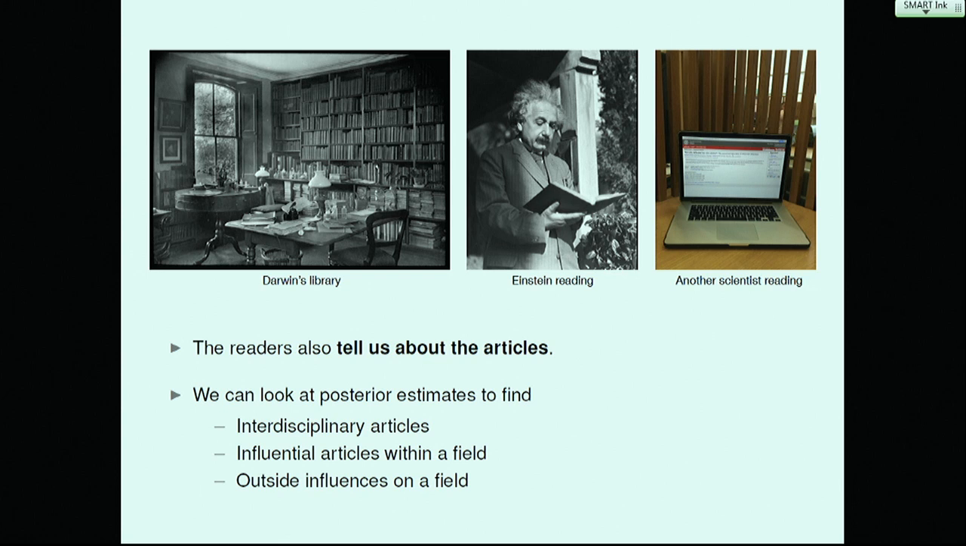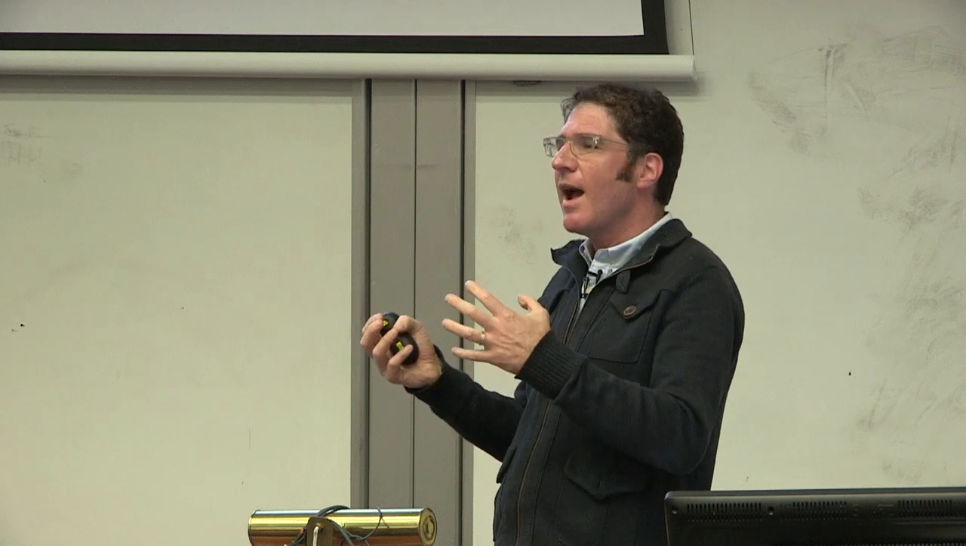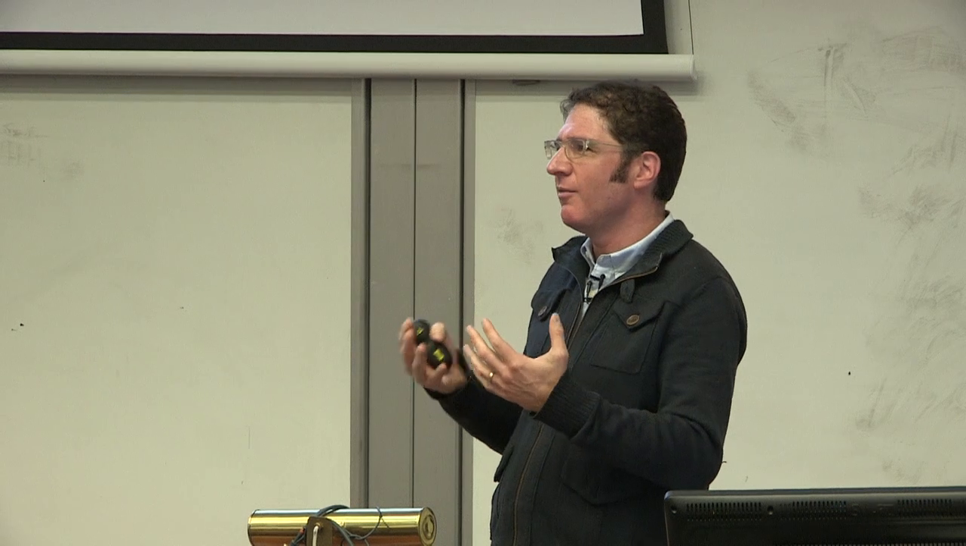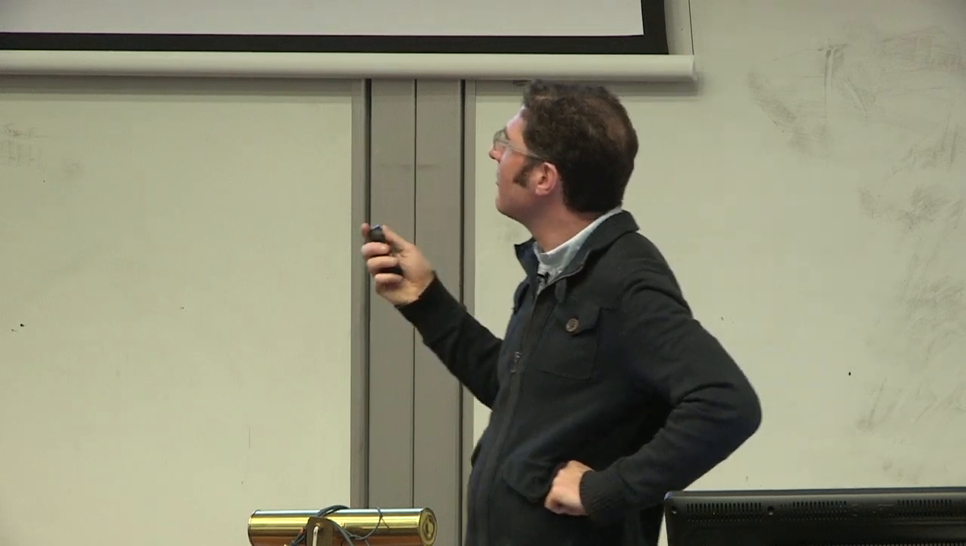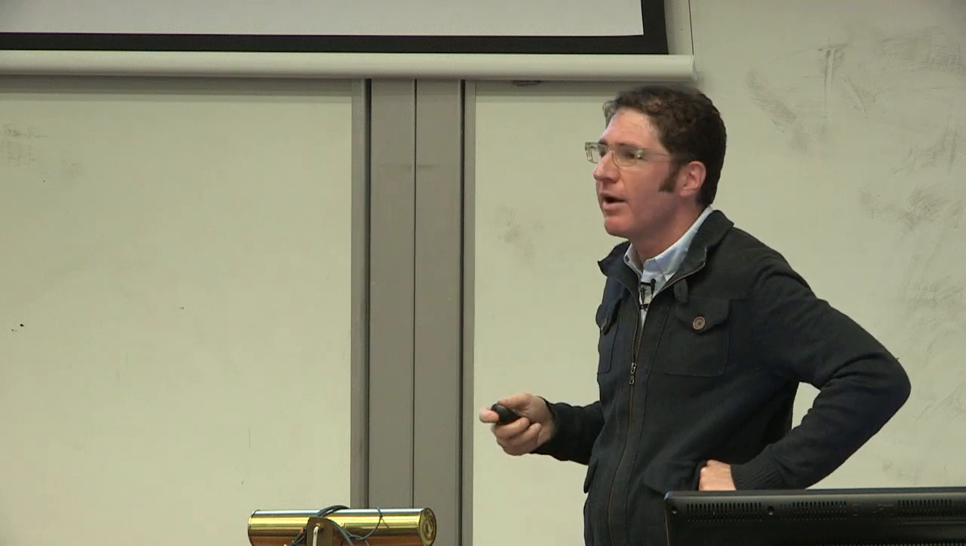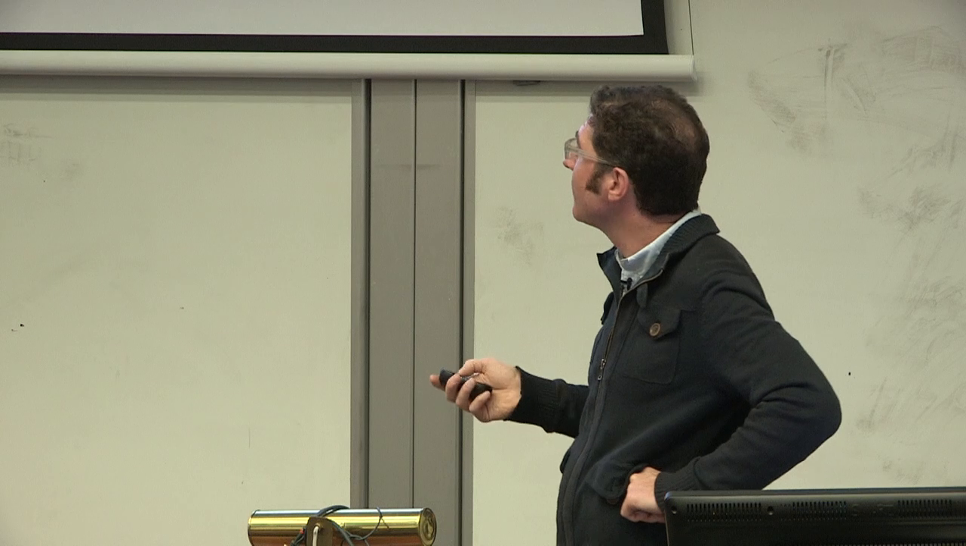So that little fact about the EM paper, that we see that it, you know, we ask this question, okay, well, we got better recommendation, but now it's cool that we could see that the EM paper is about computer vision just from the user data coupled with the text. Can we, rather than analyze users, analyze documents in a way that kind of brings that out? And so what I want to show you is how we can use posterior estimates to find interdisciplinary articles, influential articles in a field, and outside influences on a field.